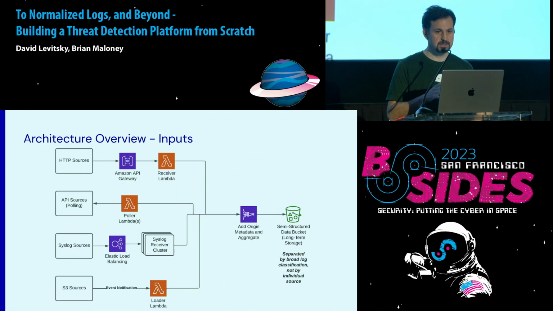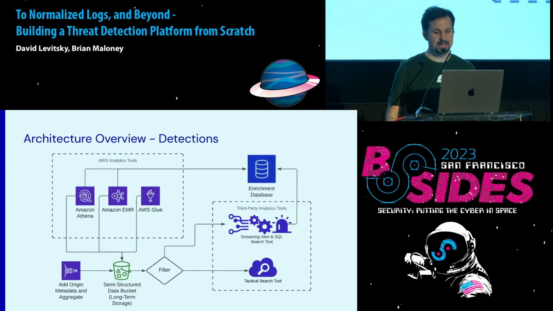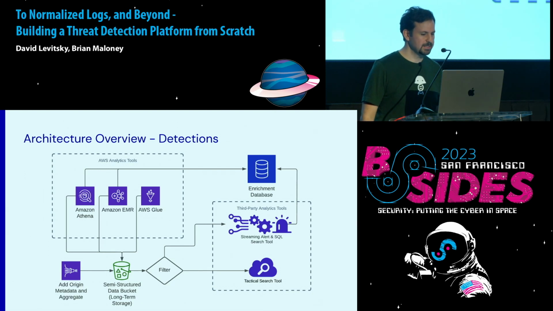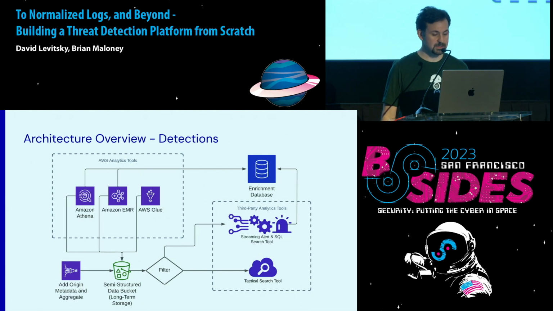From those Lambda inputs, we then add the origin metadata and run it through Kinesis Firehose, which allows us to aggregate huge amounts of data into a semi-structured data bucket. And that's kind of our golden storage bucket where we do all of our work from. Once we get the data in, you can see that the same bucket is kind of down on the bottom left of this diagram. We can use both AWS's analytics tools and third-party analytics tools, which we connect to the same bucket. And this allows us to use the right tool for the job, which is one of the most important things that we try to accomplish with this architecture.